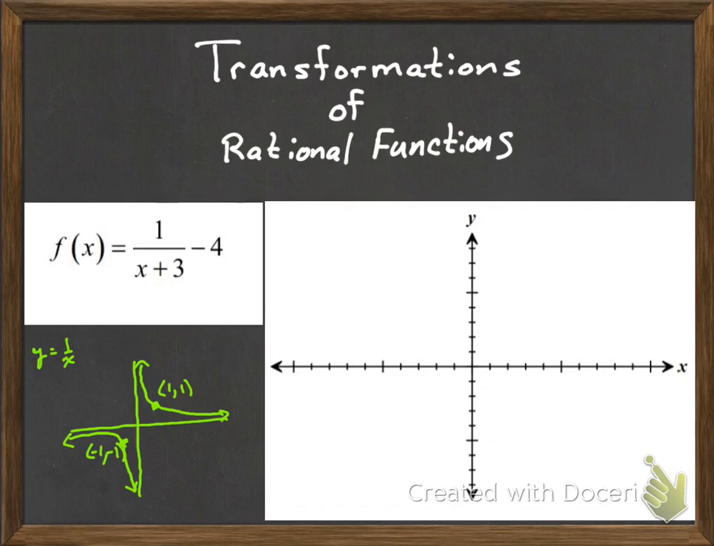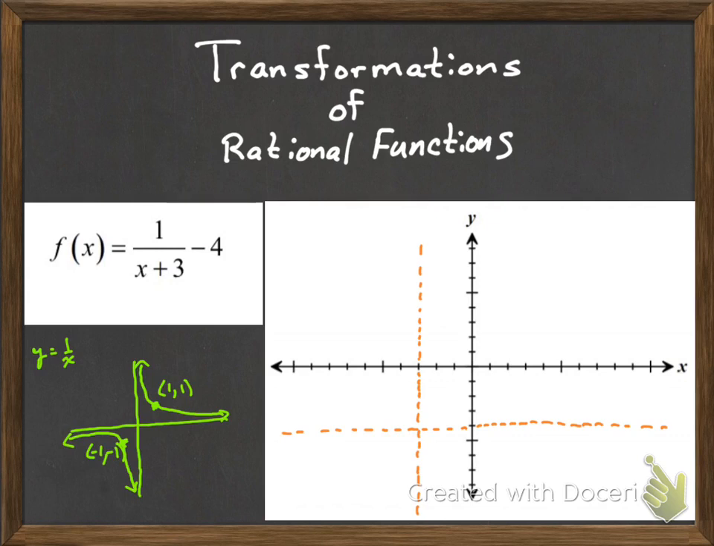All right, so first thing let's take a look at is going to be a shift down 4 units, means that our horizontal asymptote is now going to be shifted down 4 units. Down here, a +3 is a shift to the left 3 units. So we'll have a vertical asymptote right here.